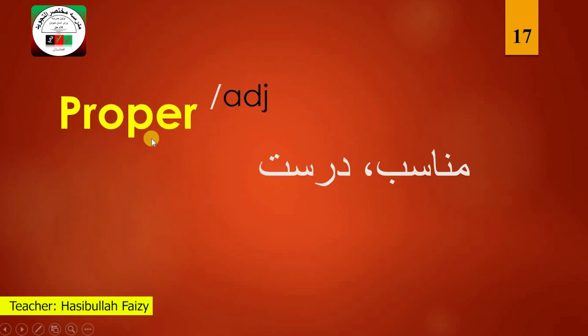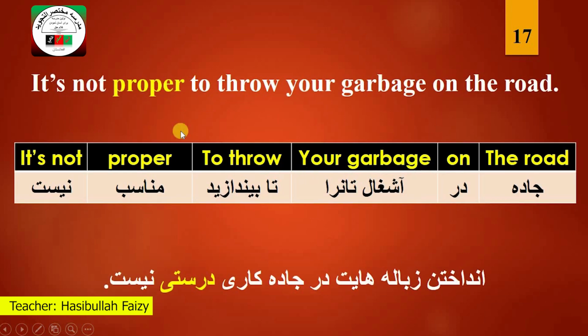17مین لغت proper هست. proper تلفظ می شود و از قسمت parts of speech adjective می باشد. ترجمهش هست مناسب و یا هم درست. مثالش It is not proper to throw your garbage on the road. انداختن زباله هایت در جاده کار درست نیست.